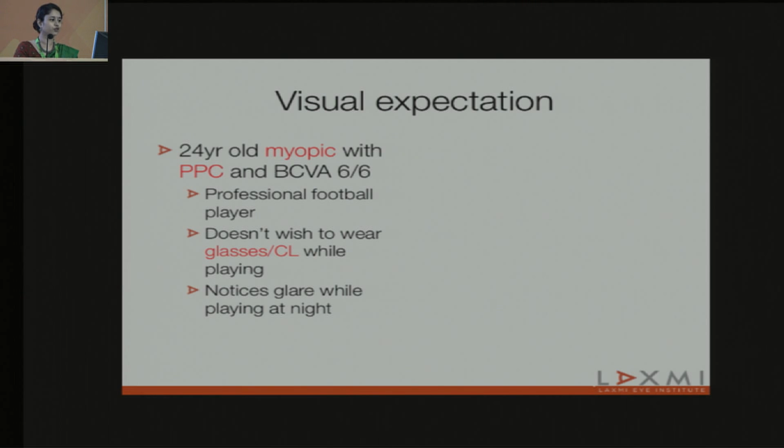We had a 24-year-old myopic patient who came to us with a posterior polar cataract and a best corrected visual acuity of 6/6. Now his primary complaint was that he didn't wish to wear glasses or contact lenses while playing. He was a professional player. He also gave a complaint of having glare while playing at night because of the floodlights in the stadium. So now he wishes to get rid of his glasses. So we are presented with three options here.